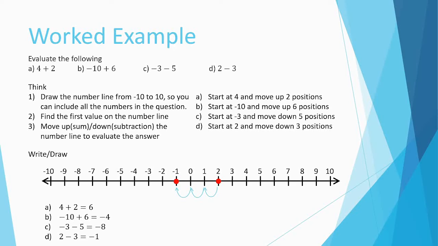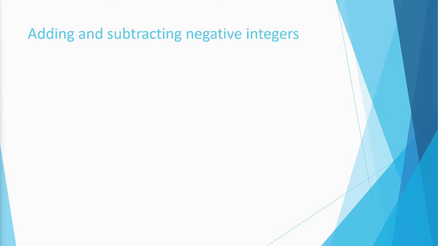So if you had $2 in your bank and you took out $3, you'd end up overdrawing or pulling out too much money, and you'll end up with -$1 in your bank account. So adding and subtracting negative integers is very similar to adding and subtracting positive integers. We just need to do a little change first.